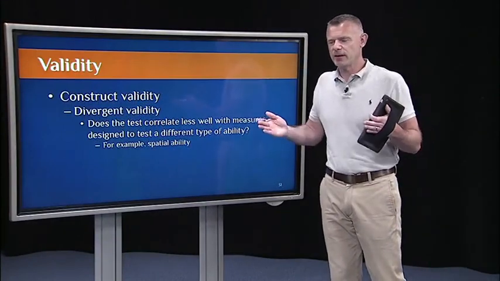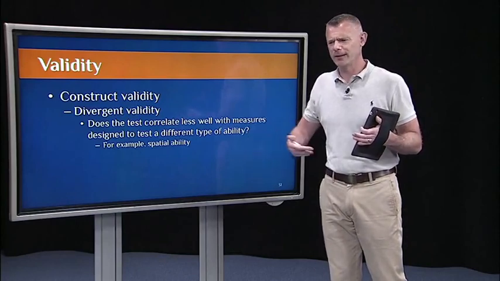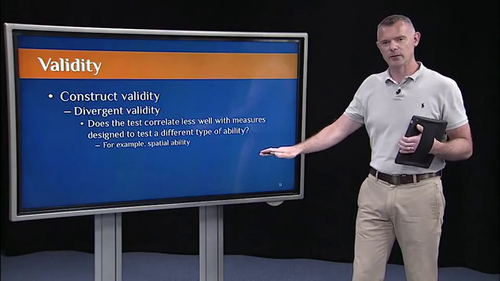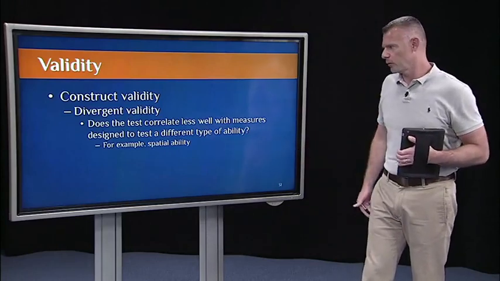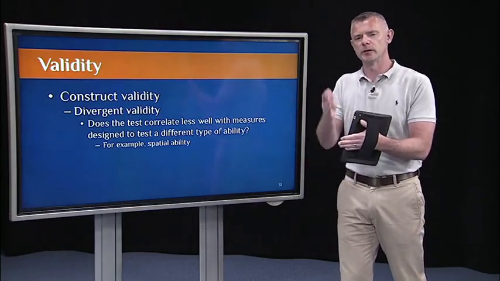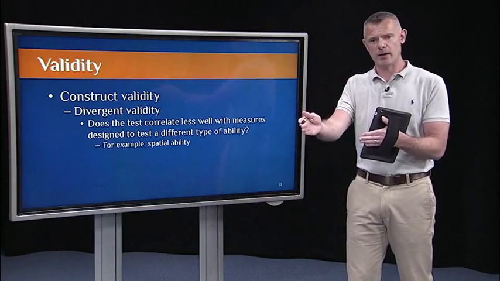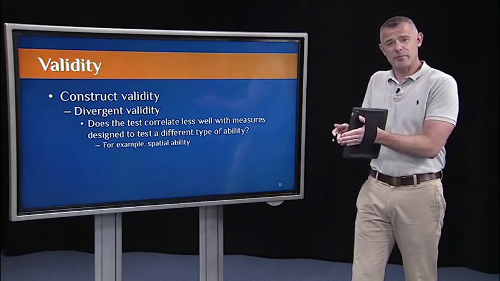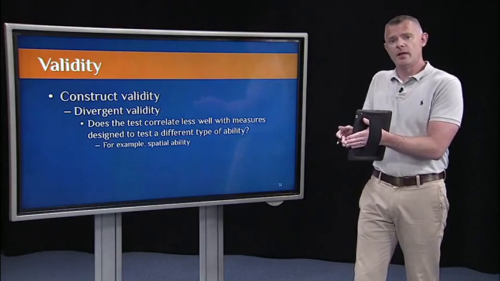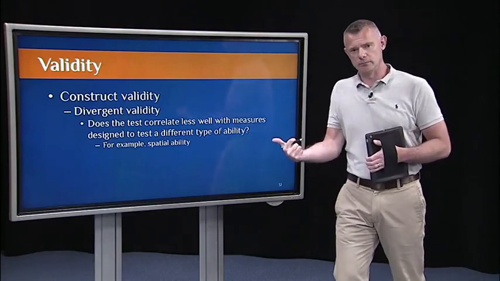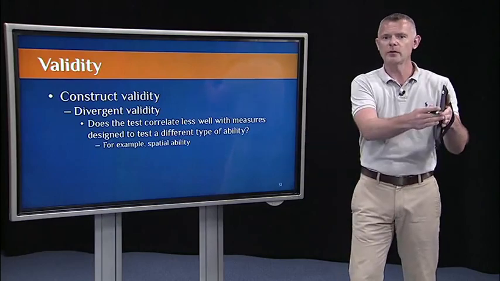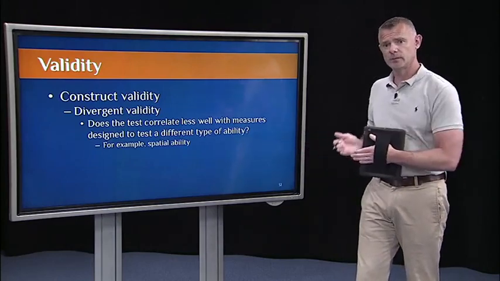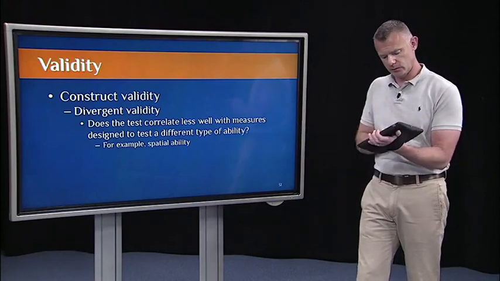If there's any assessment that you can look at that it should be correlated at 0 with, then you should test that, and that would give you some evidence for divergent validity. So if you see a stronger correlation between the vocabulary test and reading comprehension than you do between the vocabulary test and some measure of spatial ability, for example, that would illustrate some divergent validity. So it's correlating with the things it should and not correlating with the things that it shouldn't. Convergent validity and divergent validity.